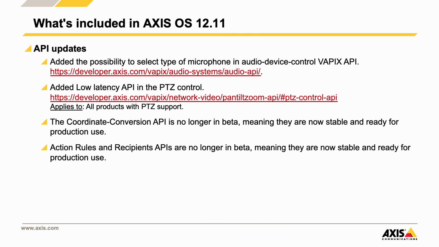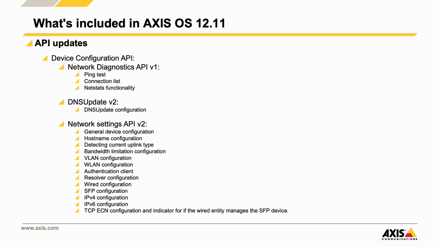Also, for the Coordinate Conversion API, the Action Rules and the Recipients APIs have now moved out of beta and reached stable release status. We have expanded the Device Configuration API by introducing the Network Diagnostics API, the DNS Update API, and the Network Settings API to provide a more robust control over IP, wireless, and diagnostic configurations.